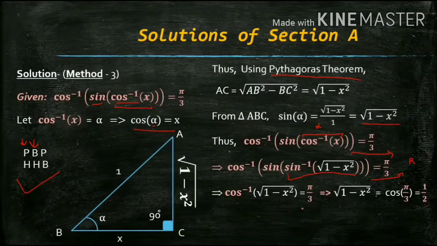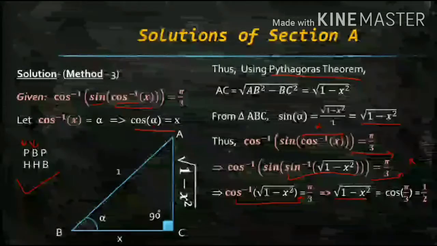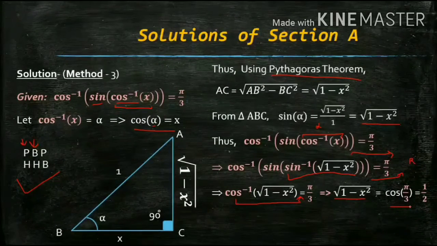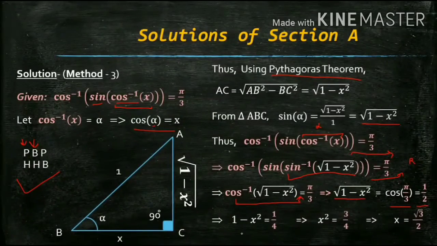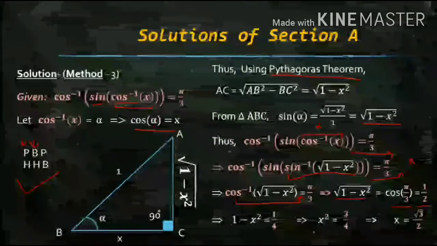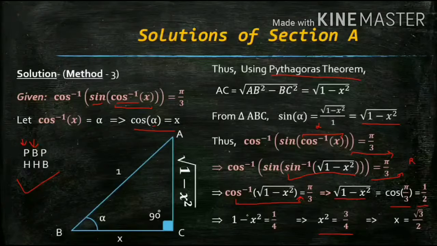Now this is the thing that you have. What you can do, you can now take the cos over there. So you'd be having square root 1 minus x square is cos pi by 3, and cos pi by 3 is nothing but cos 60, which is nothing but half. Now just have to solve this. So 1 minus x squared would be 1 by 4, x squared would be 3 by 4. Just take this thing over there and that over here. So x would be root 3 by 2. That is the expression that you are getting.